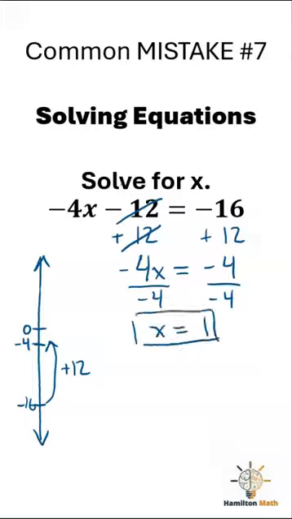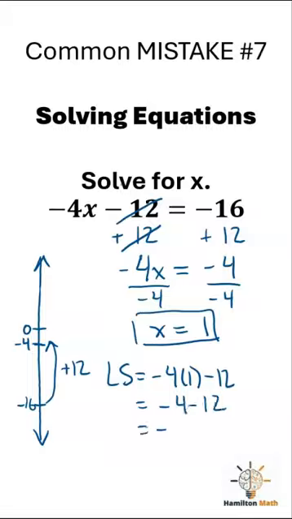The other way to know if you're correct is to actually sub that answer back into the left side and the right side. So if we do that, the left side is negative 4 times 1 minus 12. Well, that would give me negative 4 minus 12, which is equal to negative 16. And the right side is just negative 16. And so because those are the same, we have the correct solution.